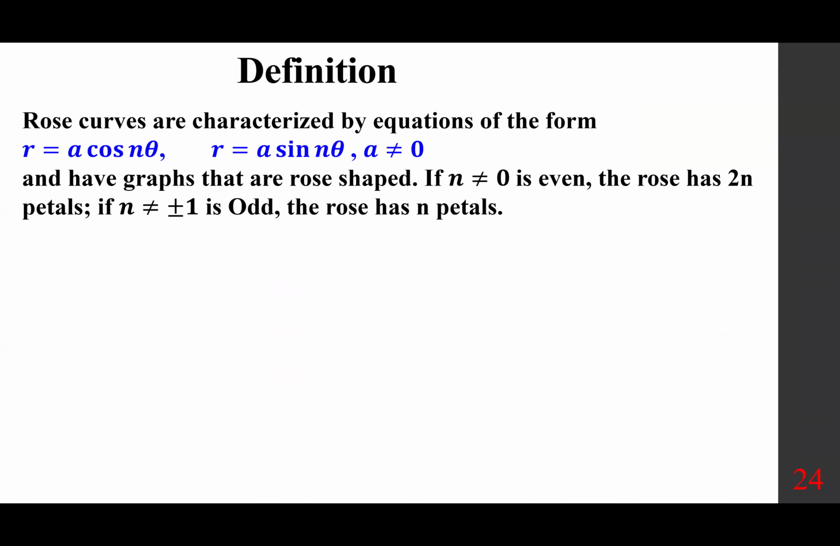Now, a couple of things I want to add. Rose curves are characterized by equations of the form r equals a cosine n theta, r equals a sine n theta, and of course, a can't be zero, and have graphs that are rose shaped. If n is not equal to 0 and is even, the coefficient of theta, the rose has 2 times n petals. If n is not equal to plus or minus 1 and is odd, the rose has n petals. In other words, if n is odd, that is the number of petals. If it's even, times 2.